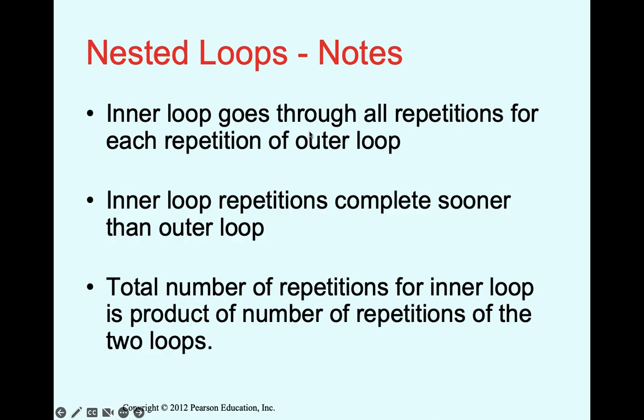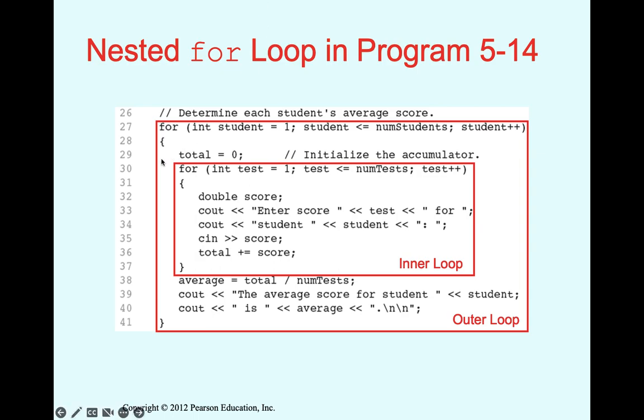The inner loop goes through all its repetitions for each repetition of the outer loop, and the inner loop's repetitions complete sooner than the outer loop's. The total number of repetitions of the inner loop is the product of the number of repetitions of the two loops. So if the outer loop goes 10 times and the inner loop goes 3 times, the total number of iterations of the inner loop is actually 30.